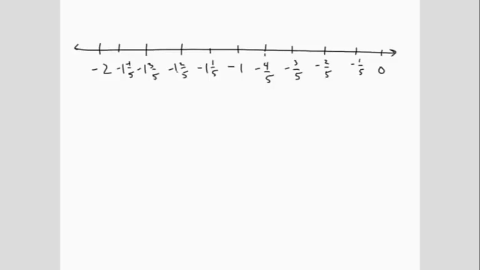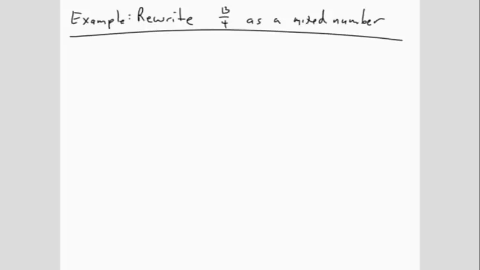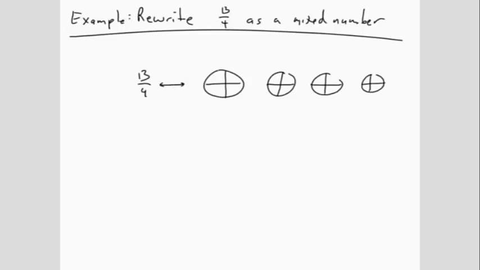An important skill to have is the ability to switch back and forth between improper fractions and mixed numbers. We have seen how to do this with parts of a whole, but it's also important to understand the symbolic expression of these ideas. Example: rewrite 13/4 as a mixed number. We will use the pictures to ground our ideas. Let's start by looking at a picture of 13/4.